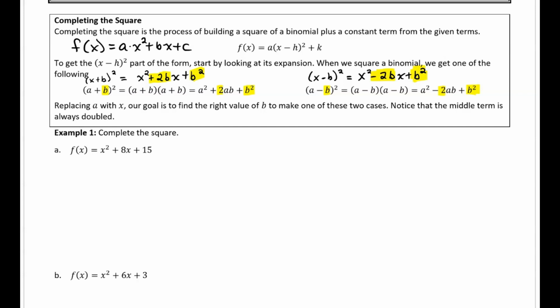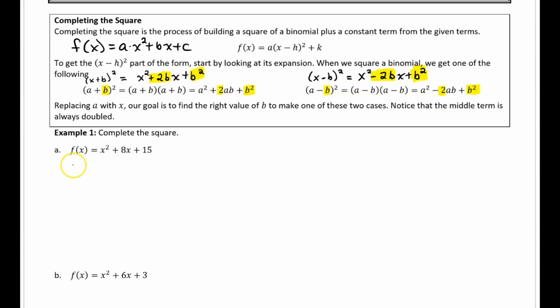Let's try it out. Example 1, complete the square. Part A, we have f of x is equal to x squared plus 8x plus 15. So we can see how this is not in the correct form. It's not in that squared form there. And I want to make it into that form. That's the completing the square part.